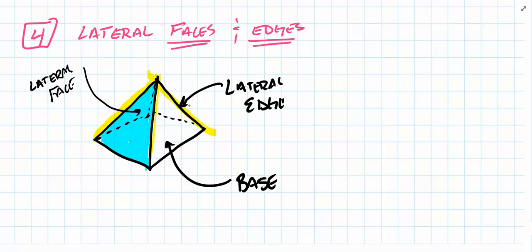There'd be 4 lateral faces in this case. Basically it's this pyramid here, showing the solid one. So lateral face, lateral face, lateral face, and this right here is a lateral edge. Just the faces of the pyramid.